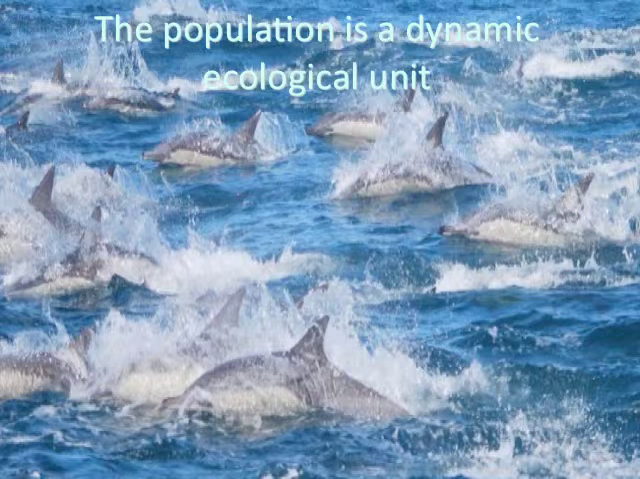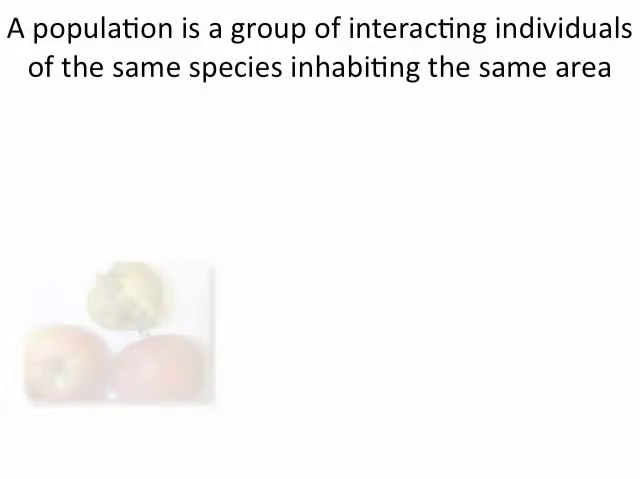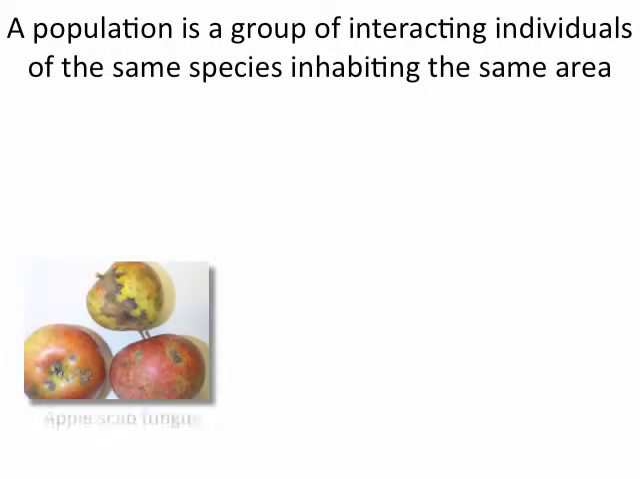Today's lecture focuses on how ecologists think about populations and how they describe their various properties. But before we start, we need to define the population. So, what is a population? Well, a population is a group of interacting individuals of the same species that inhabit the same area.